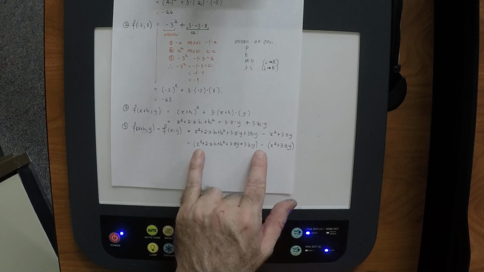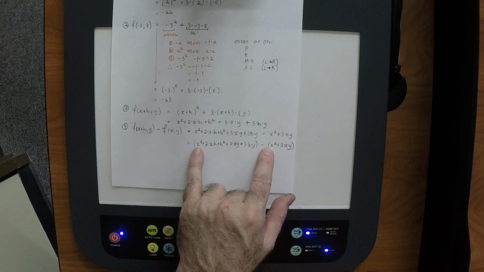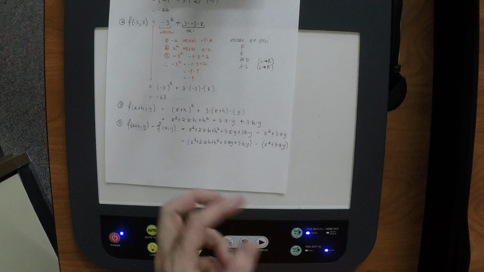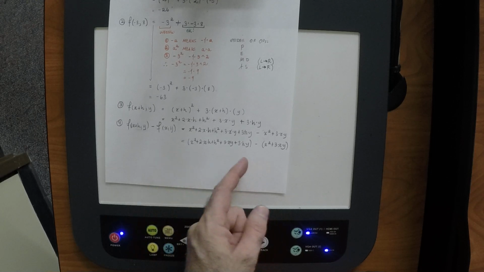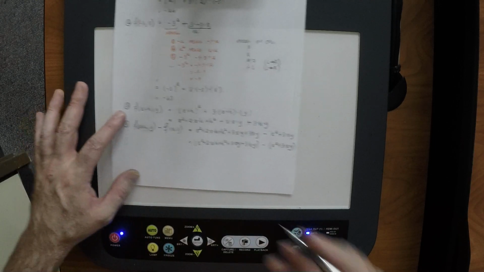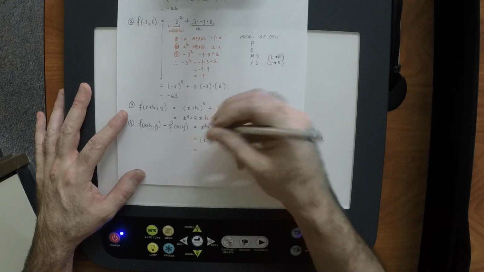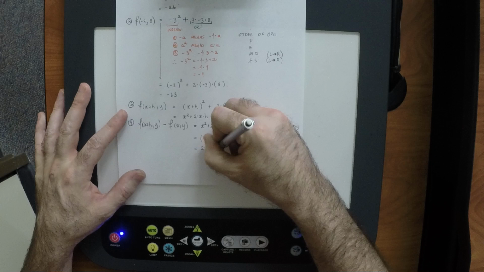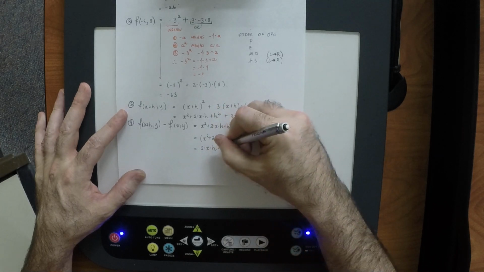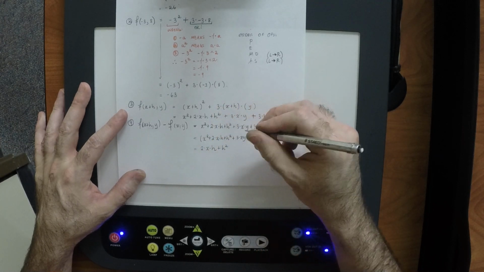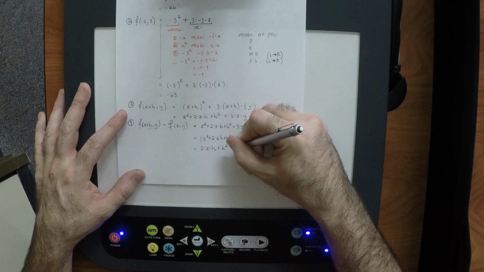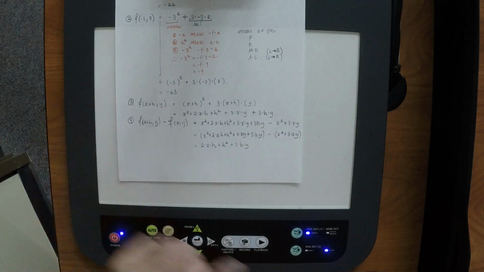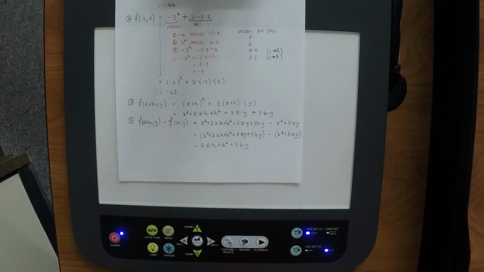Okay, so if you cancel all available terms, do you observe that the x squareds cancel and the 3xy's cancel? In fact, the only terms that remain are the ones that have h's. So then you get 2xh plus h squared plus 3hy. Any question about this one? All right. Yes?